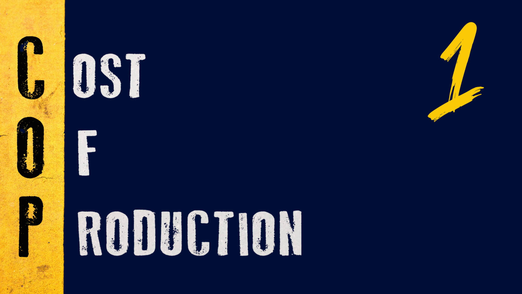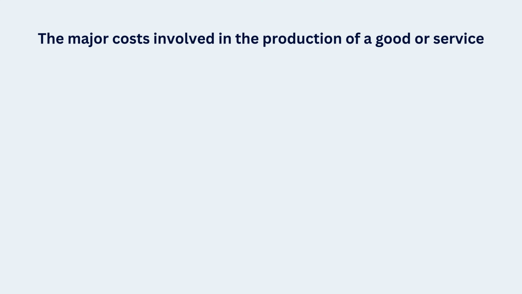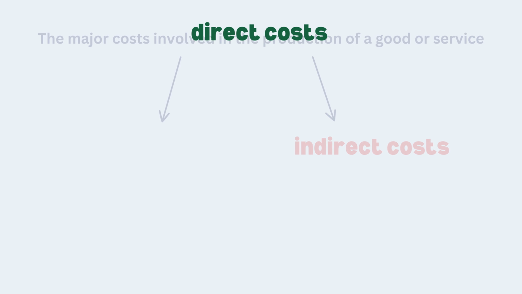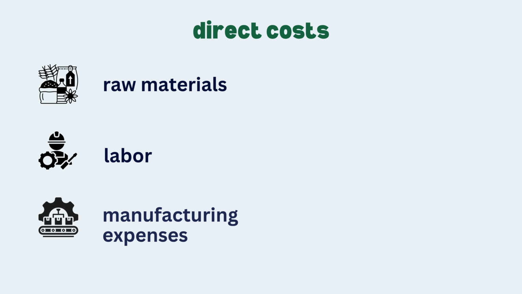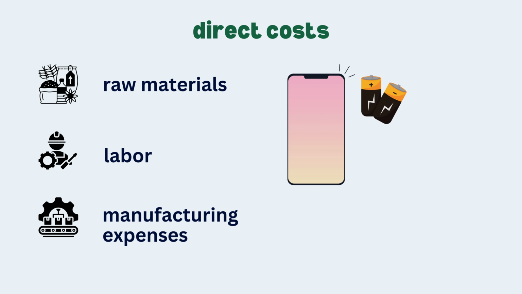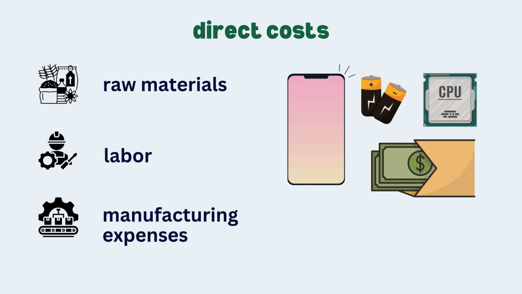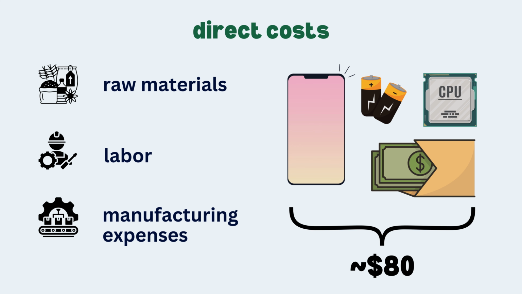Before a company can even think about pricing, they need to know how much it costs to make their product. That means breaking expenses into categories: direct costs and indirect costs. Direct costs are the obvious ones: materials, labor, and manufacturing expenses. If a company is making a smartphone, direct costs include things like the screen, battery, processor, chips, and the wages of the employees. Let's say these add up to maybe $80 per phone.